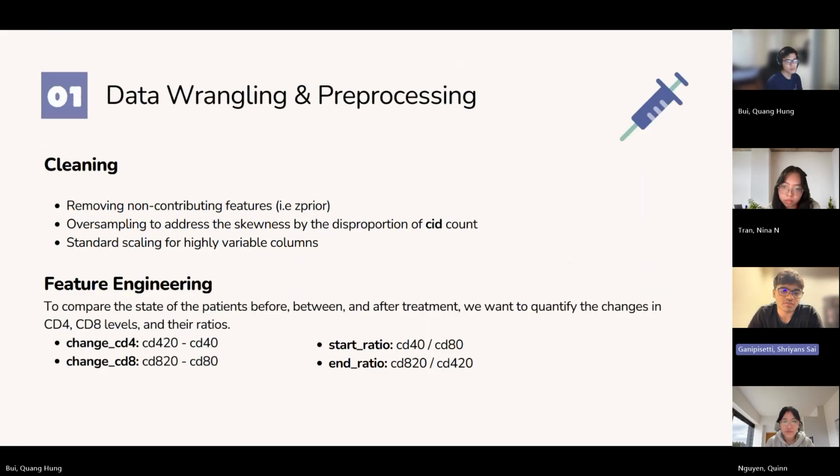And then we also engineered features to capture the patient change over time. We calculated CD4 and CD8 changes from baseline to week 20. And then we calculated their ratios to measure the immune response directly.